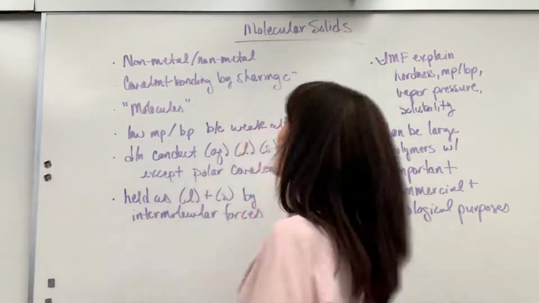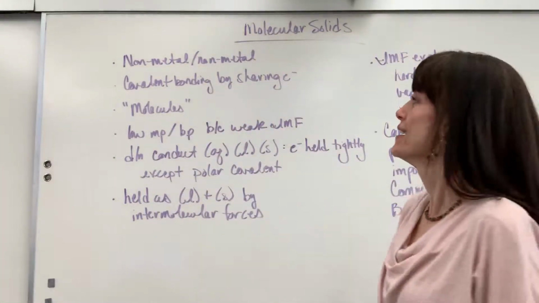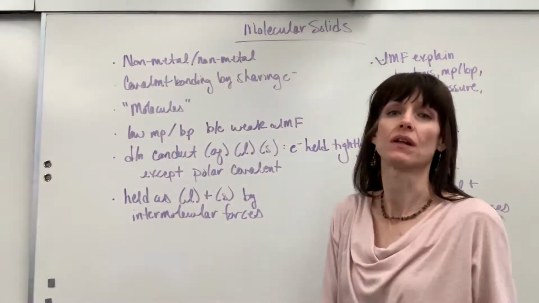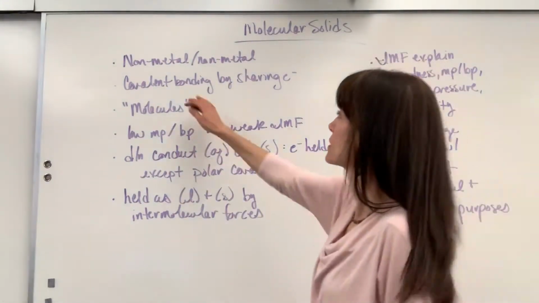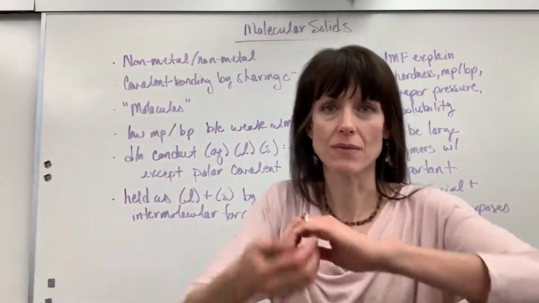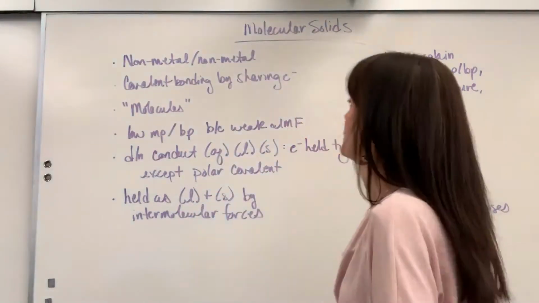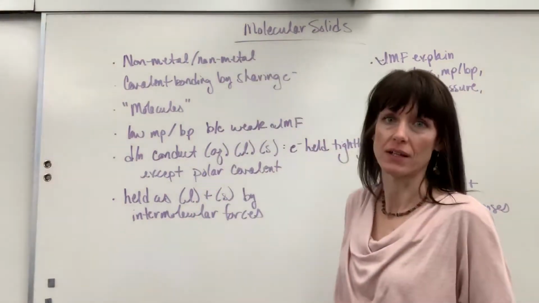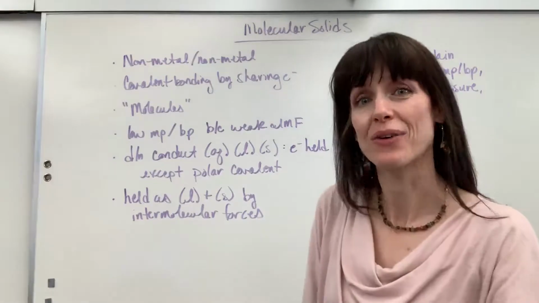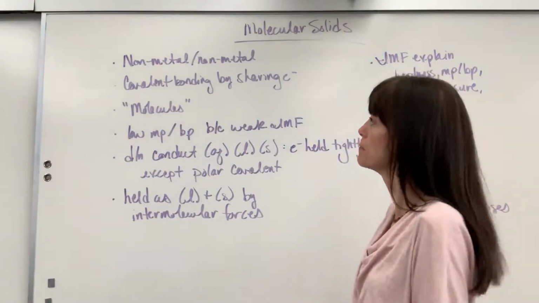Hi, let's talk about molecular solids. So molecular solids, this happens between a nonmetal and a nonmetal. It's really just covalent bonding. That's where we share electrons. But we call these molecular solids in contrast to a covalent network solid, ionic solid, or metallic solid.